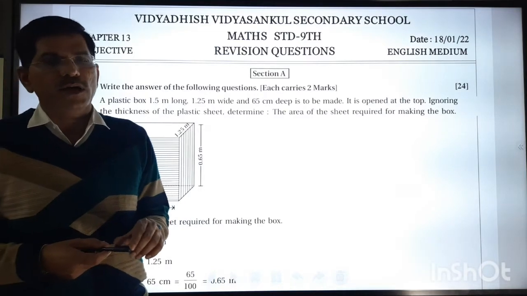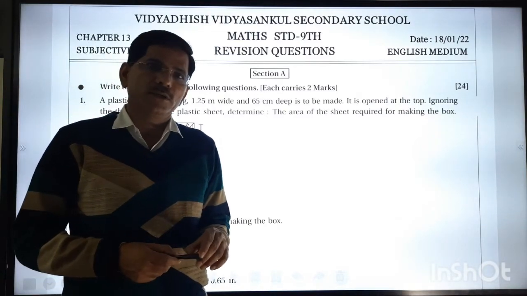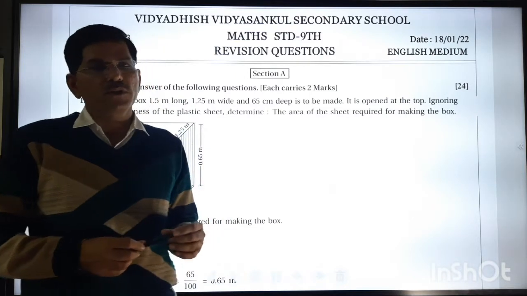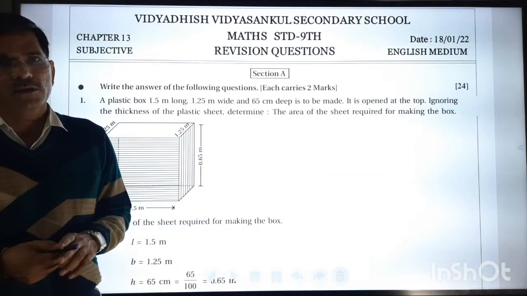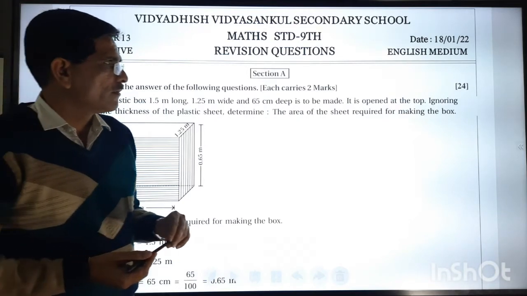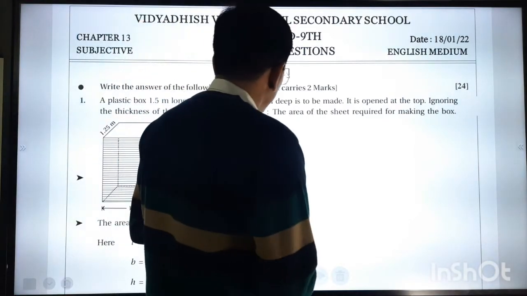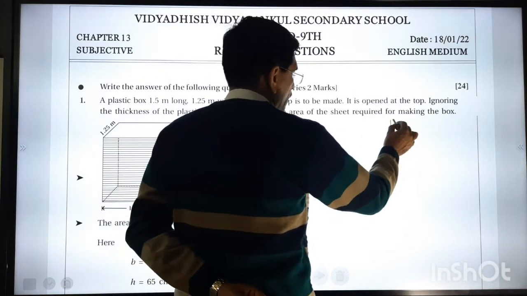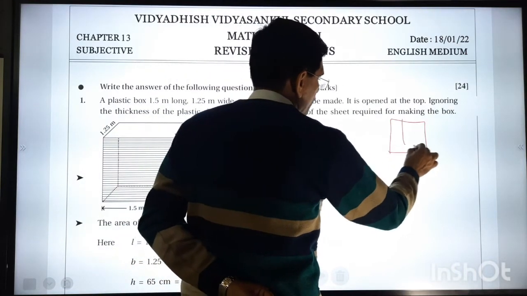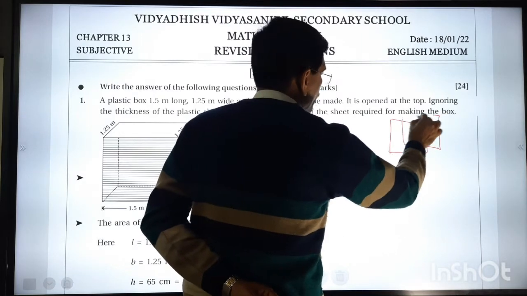Now, today I want to start the revision of chapter number 13. So, before we start revision, we have to remember the formulas related to chapter number 13. First of all, we want to discuss the important formulas for chapter number 13. We start from the cube and then the cuboid.